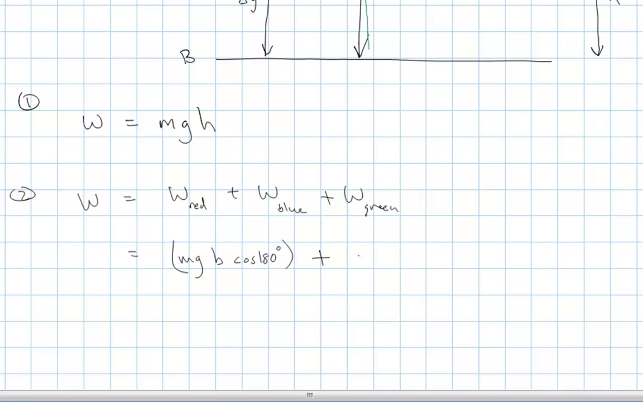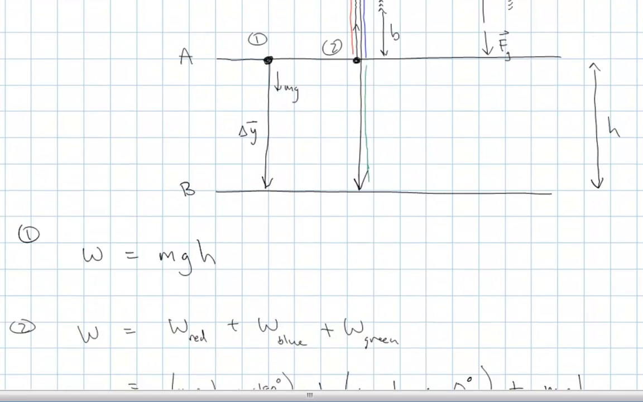In the blue path, the force is mg, the distance is b, but this time they're in the same direction. So it's doing positive work. It's increasing the energy of our object. The force of gravity is increasing the energy of our object. It's causing it to go faster and faster as it comes down. And then we've got mgh for the last part. So this is minus mgb, this is plus mgb.